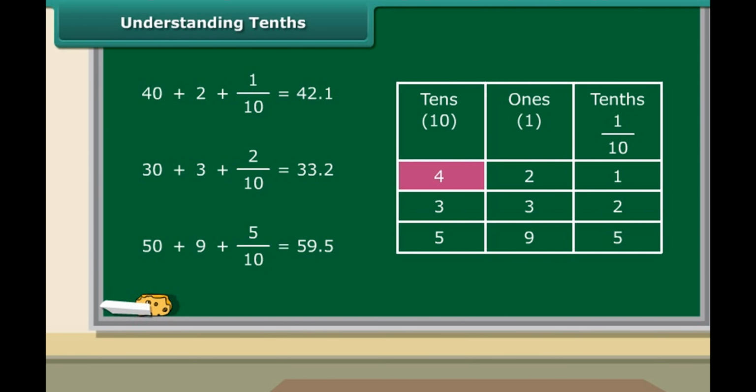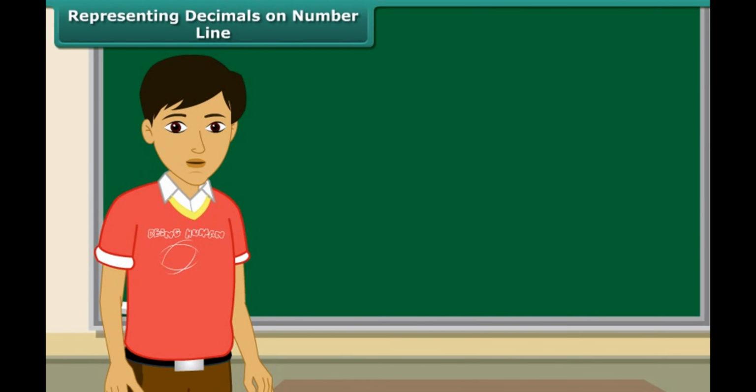Let us read these numbers from the table. 4 tens and 2 ones and 1/10 make 42.1. 3 tens and 3 ones and 2 tenths make 33.2. Similarly, 5 tens and 9 ones and 5 tenths make 59.5. Now we will learn to represent decimals on number line.